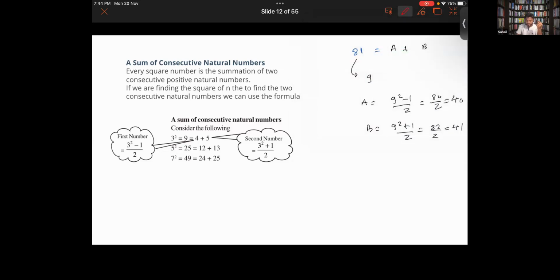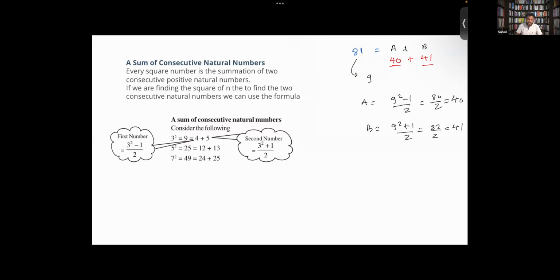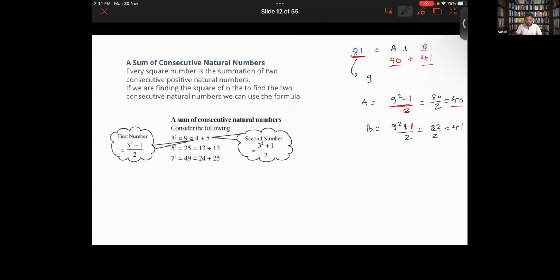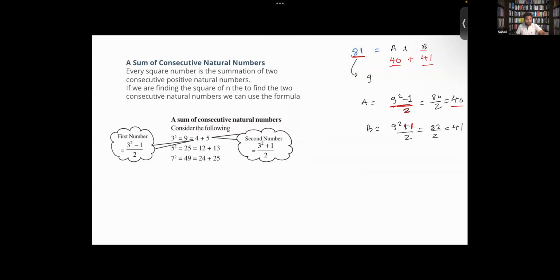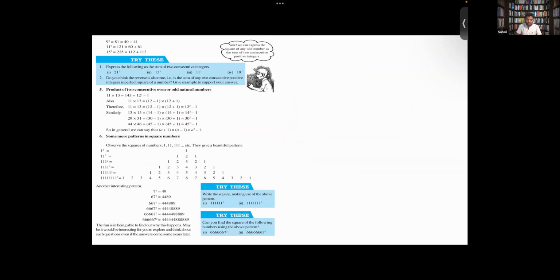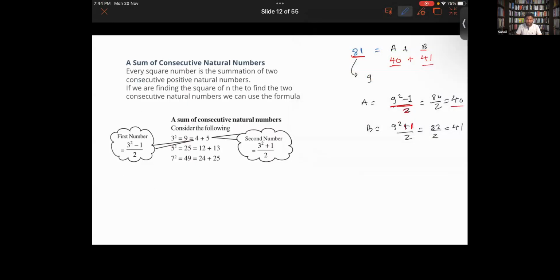Are you guys also getting it or not? Sir, I got the A one, but I didn't get the B one. Okay, in order to find the first positive number, we find that 81 is the square of 9. So I take the square of 9, subtract 1 from it, and divide the whole by 2. So I'm getting 40. To find the second number B, I am adding 1 here. For the previous number, I was subtracting 1. For this one, I'm adding 1. Getting it now? So I'm getting 41.